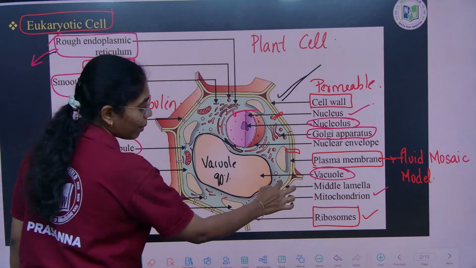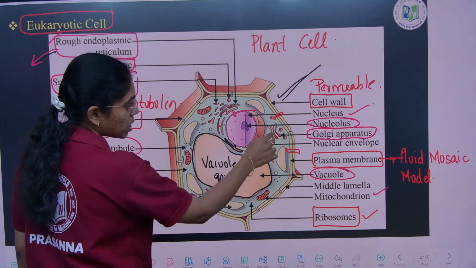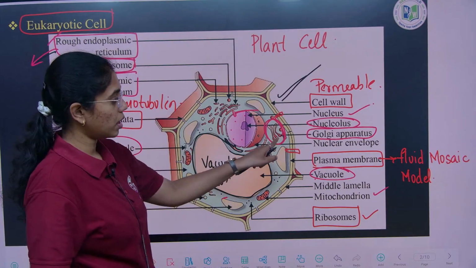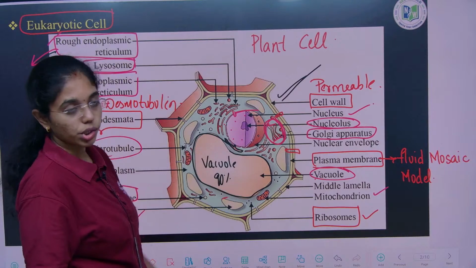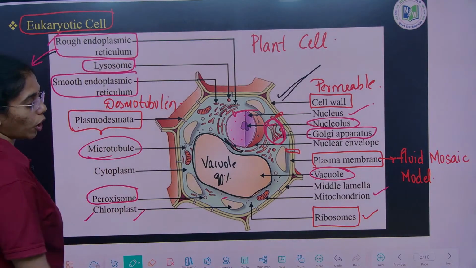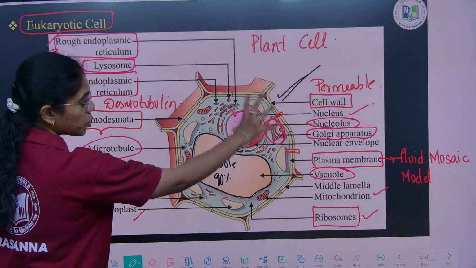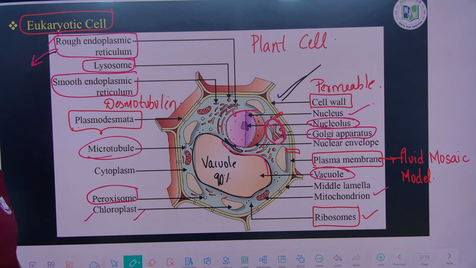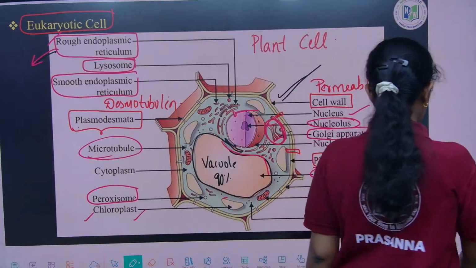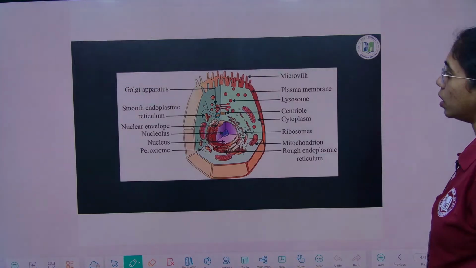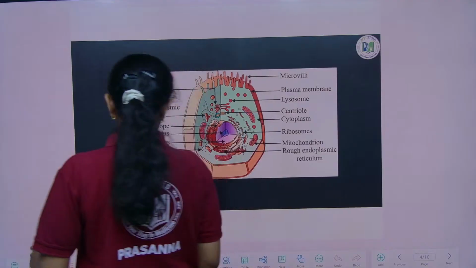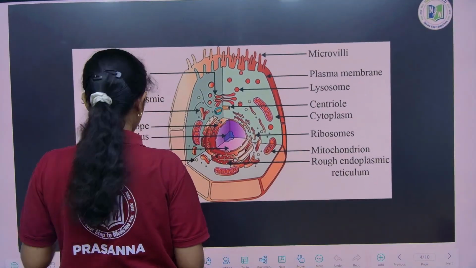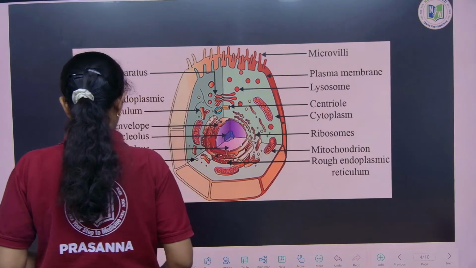Chloroplast, small microbodies, and the disc-shaped cisternae-like structures are Golgi bodies. 90% of the space is occupied by this large organelle, the vacuole. Got it? These are the major labelings you have to remember with respect to the diagram, because it is a standard NCERT diagram and very important. We may expect diagram-based questions.